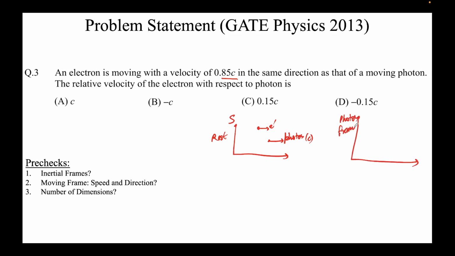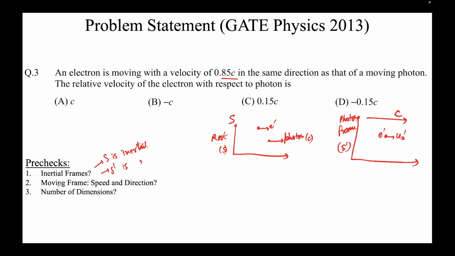If this is a photon frame, this photon frame will be moving at a speed c, because a photon moves at speed c. So the electron will be moving at some speed, again let's denote it by ux prime. This is our electron here, right? So this is my frame S prime, this is my frame S. Now since frame S is at rest, S is naturally inertial. And what about S prime? S prime is moving at a constant velocity c, so S prime is also inertial.